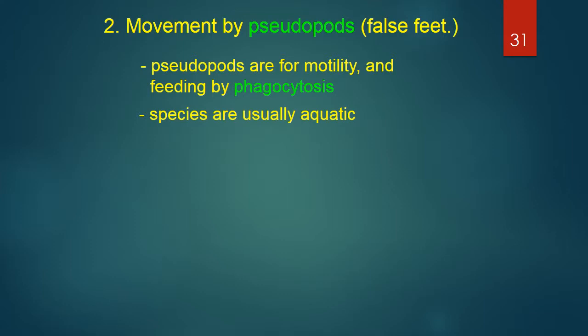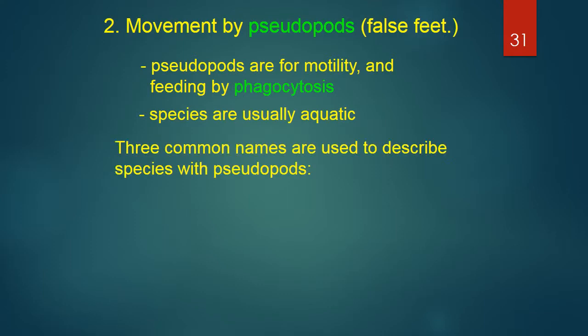And these species are usually aquatic species. And there are three common names that they go by, and they're used to describe species with pseudopods. Some of them may sound familiar to you. These are the amoebas, radiolarians, and the foraminiferans. Again, we're going to see these in lab.